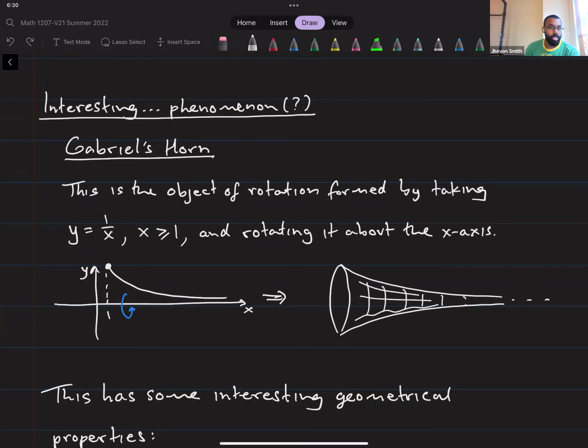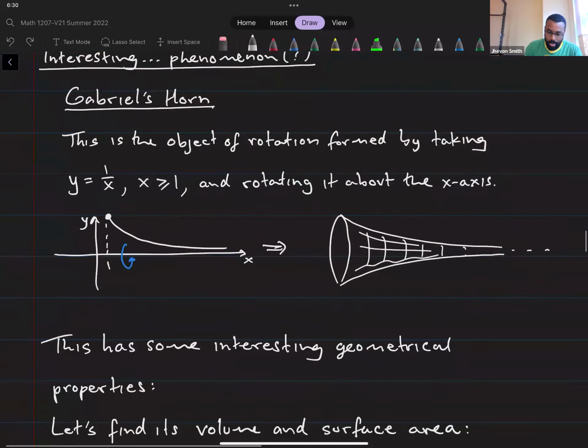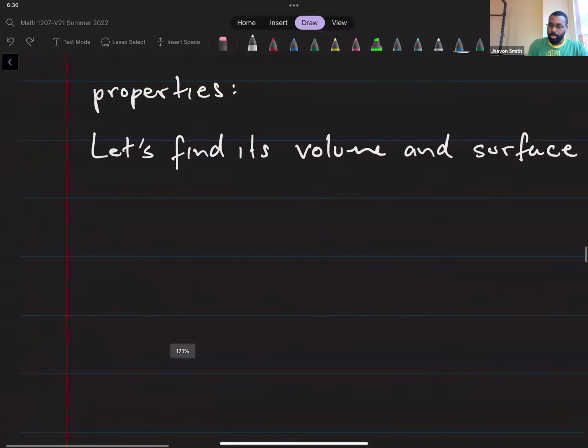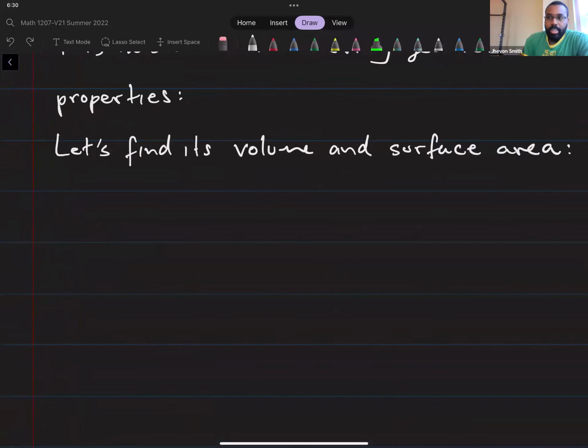Okay, and it has some interesting properties. So I'm going to find the volume and surface area for you, because now we know how to find volume and surface area of something that's rotated. So let's actually find the volume.